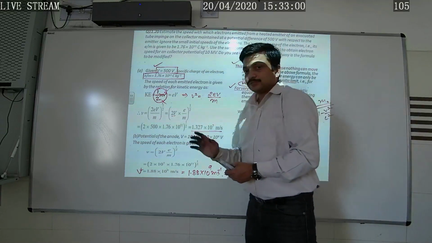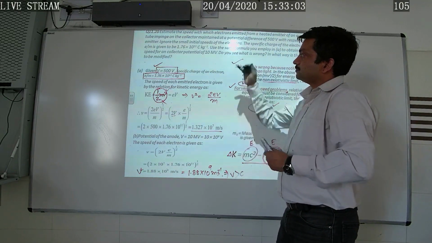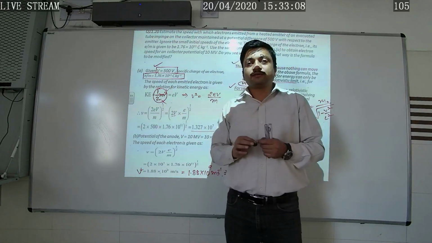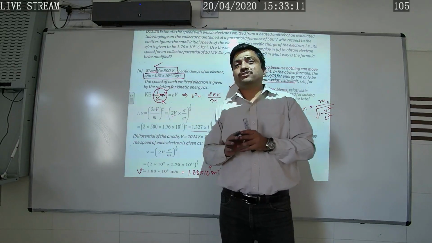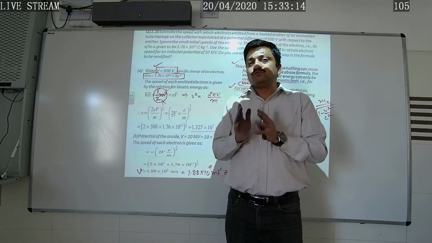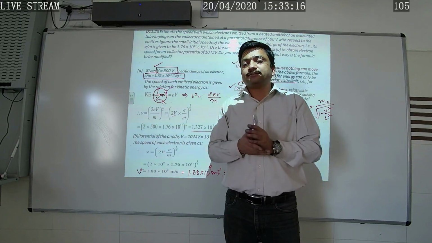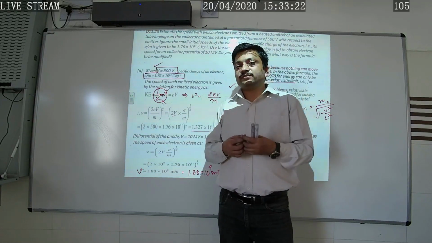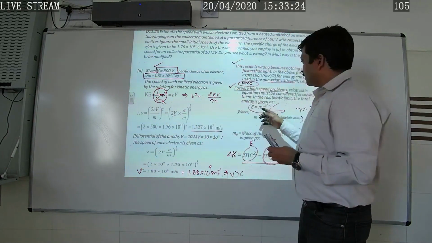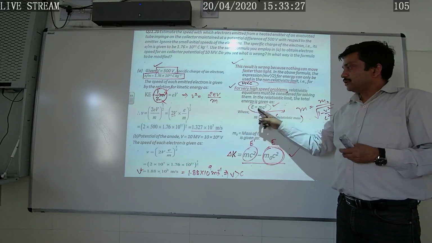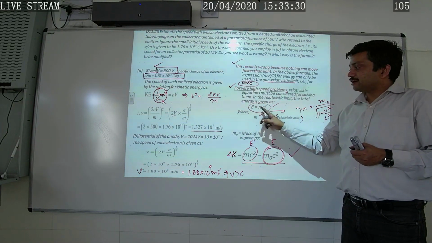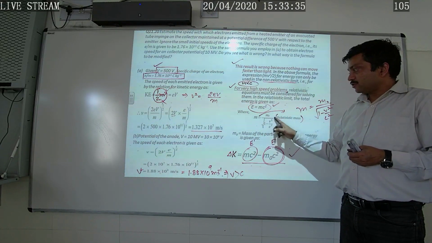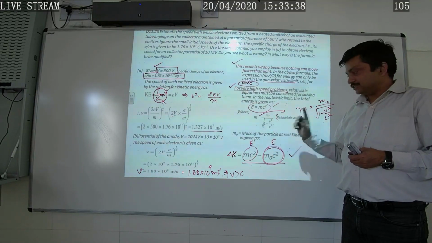Once again repeating, students, understand this question. Simply one thing we have to keep in mind: for anything moving with the speed of light, we cannot use the ordinary formula. In that case, we have to use the relativistic formula. In the relativistic formula, the energy is equal to mc square, where m is called the relativistic mass, and this mass varies according to the formula m naught by square root of 1 minus v square by c square.